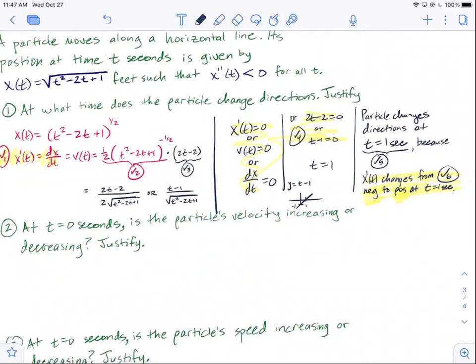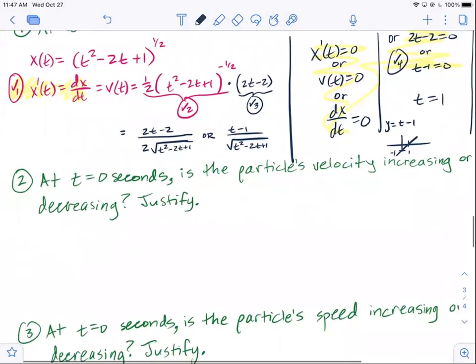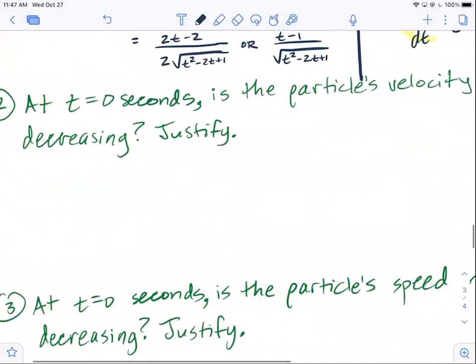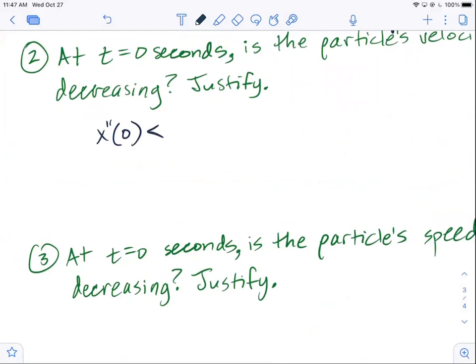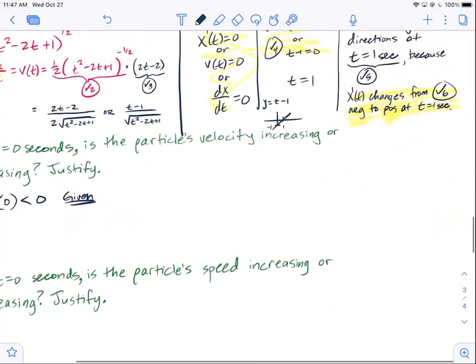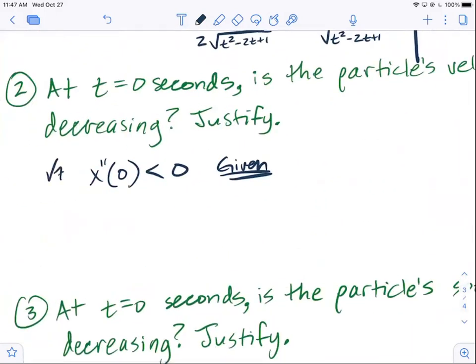Okay. At t equals 0 seconds, is the velocity increasing or decreasing? Well, all we got to do is figure out what the acceleration is, right? So x double prime of 0, right? X double prime of 0 is less than 0. Okay, that's a given. I told you x double prime is less than 0. So x double prime is less than 0. Okay, I'm going to give that as a check. That's number 7. You don't have to find the second derivative.